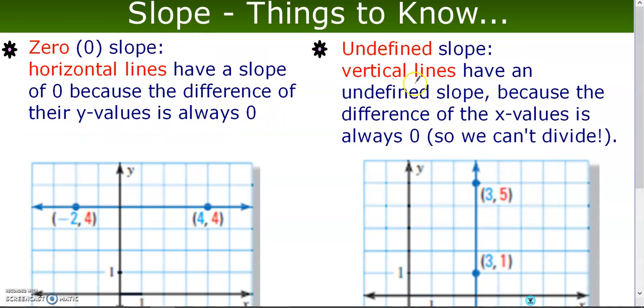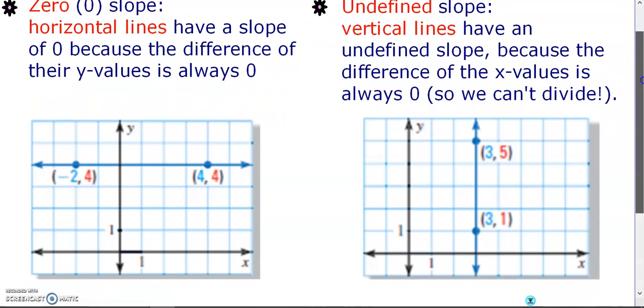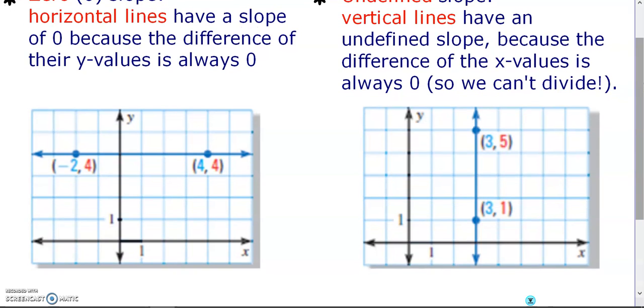We also calculated a zero slope. A zero slope is a horizontal line. It is flat.